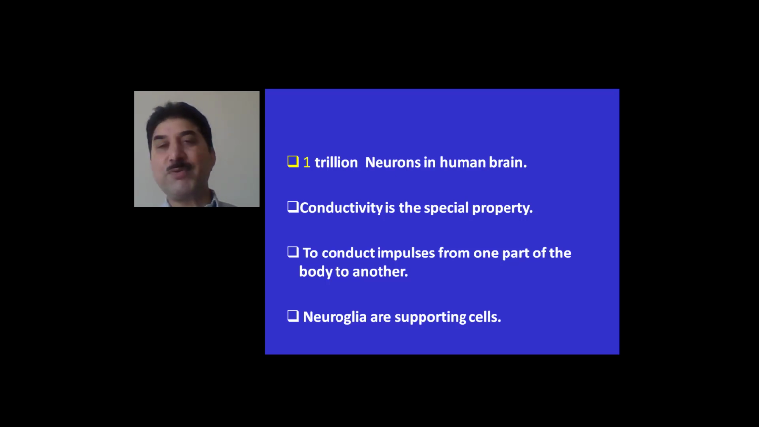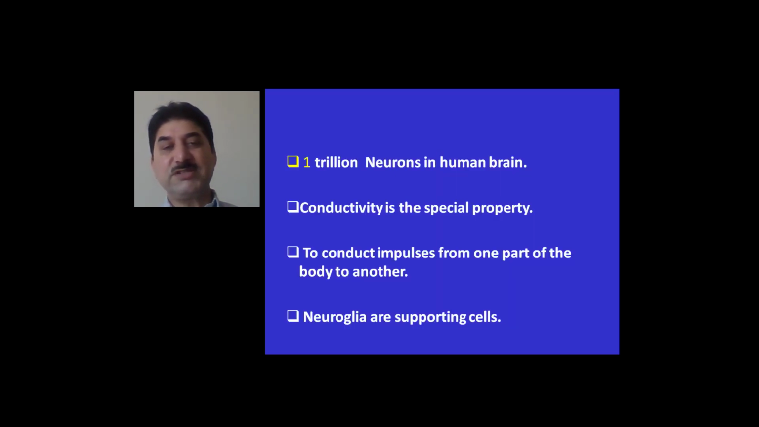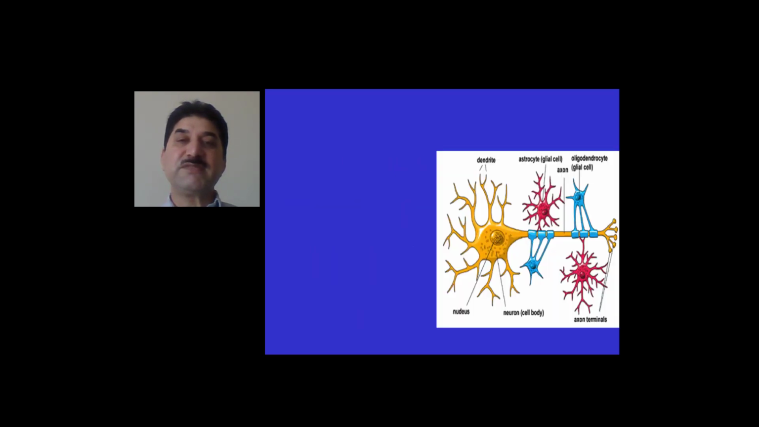Conductivity is the special property of the nervous tissue. This tissue conducts impulses from one part of the body to another. In addition to the neurons, there are also neuroglia, or supporting cells, present in the nervous tissue.